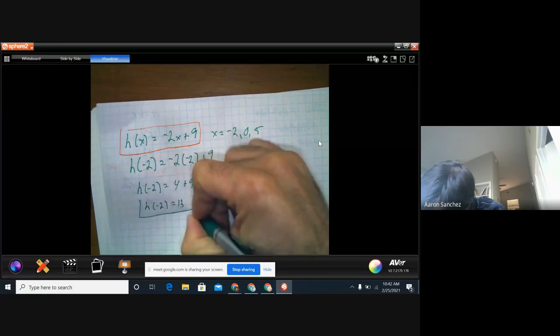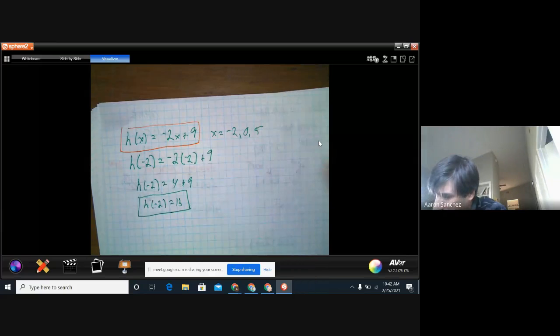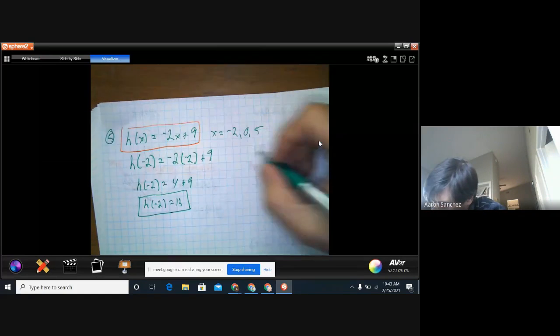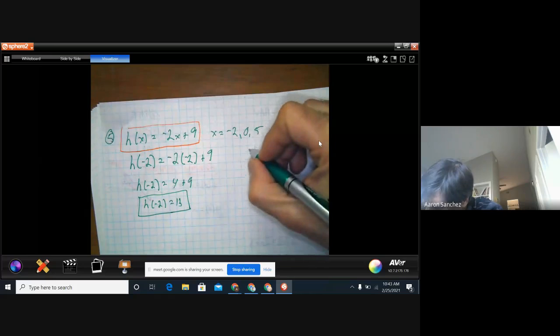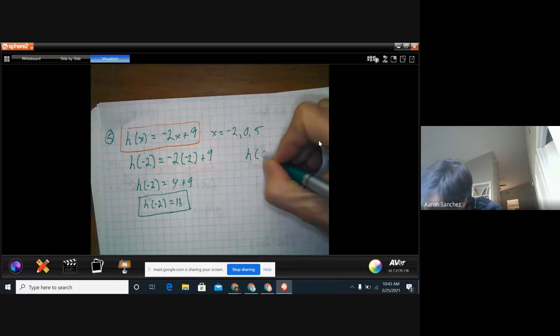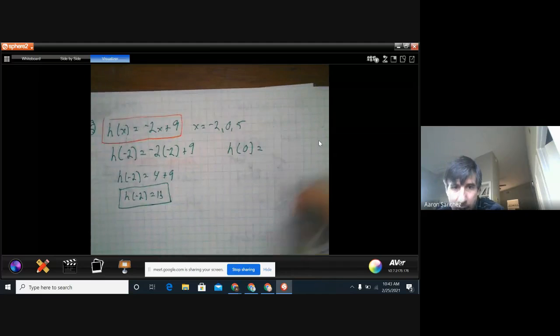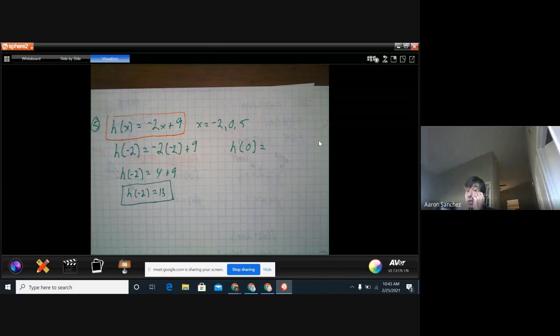Okay, let's do one more. This is 5. Let's do h of 0. Remember, for this equation, h of 0. I'm not even going to plug it in for you guys. See if you can get h of 0. What is h of 0? I'll give you 30 seconds to solve it.